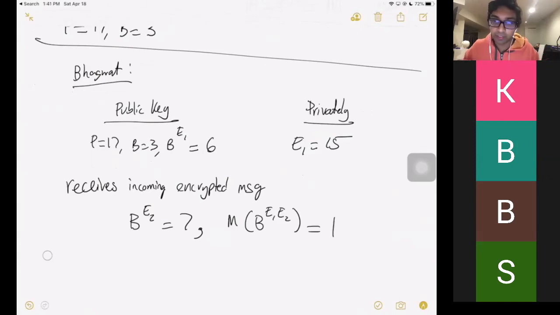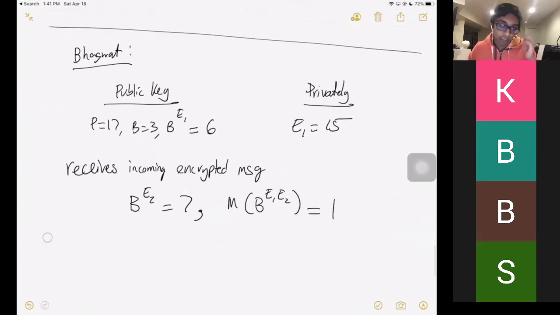I'll give you guys a second to think about it. If anybody has any suggestions, please let me know. I can also go through the math if you guys are feeling lazy. Yeah, raise to the power of e1, then find the inverse.